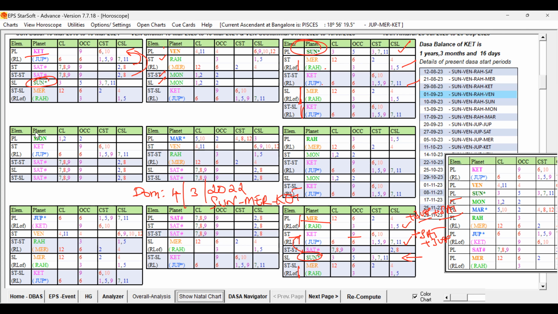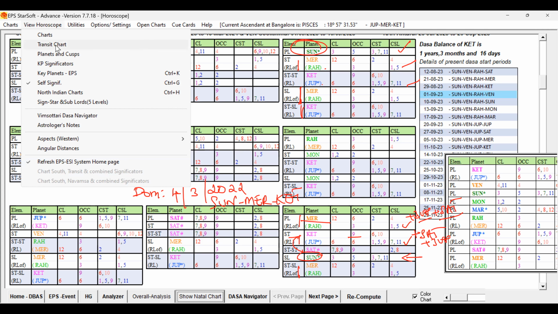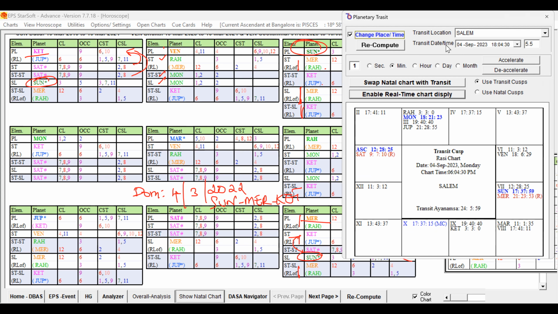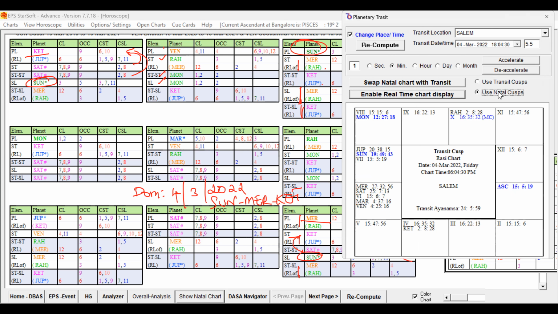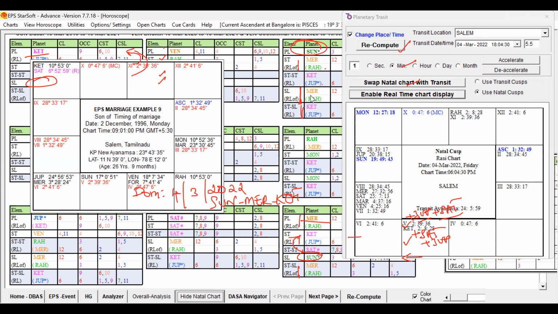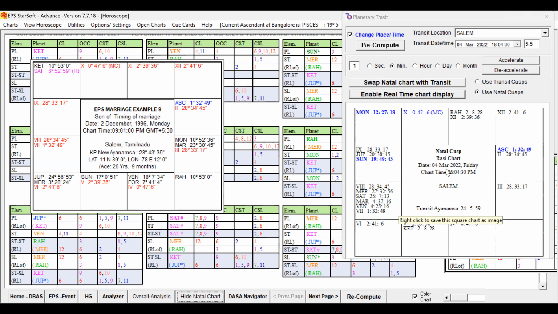So let us check how far the transit is supportive on that particular day. Definitely Jupiter transit can be supportive. It will add some more value. What is the date? 4th March 2022. Yes. Let me open the birth chart. Let me clear this one. Where is Jupiter? Jupiter is posted in the Aquarius sign. So the transit was happening for Jupiter in the Aquarius sign.